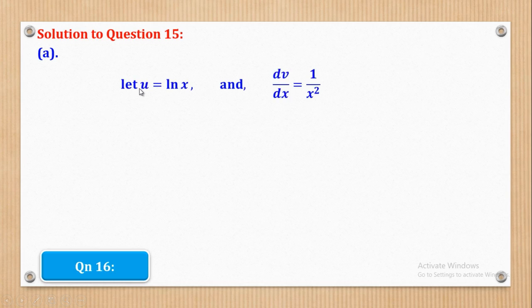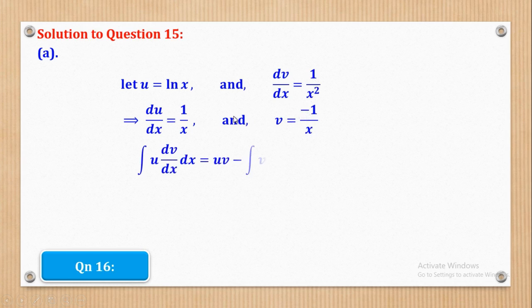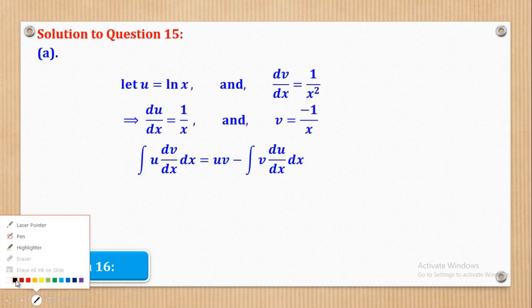So what we are going to do, we shall say let u be equal to ln x and dv dx be equal to 1 over x squared. From there we shall use the formula for integration by parts, but before you use it you have to first get the derivative. So du dx will be equal to 1 over x, and if dv dx is this, then v will be equal to the integral of this to come up with negative 1 over x.